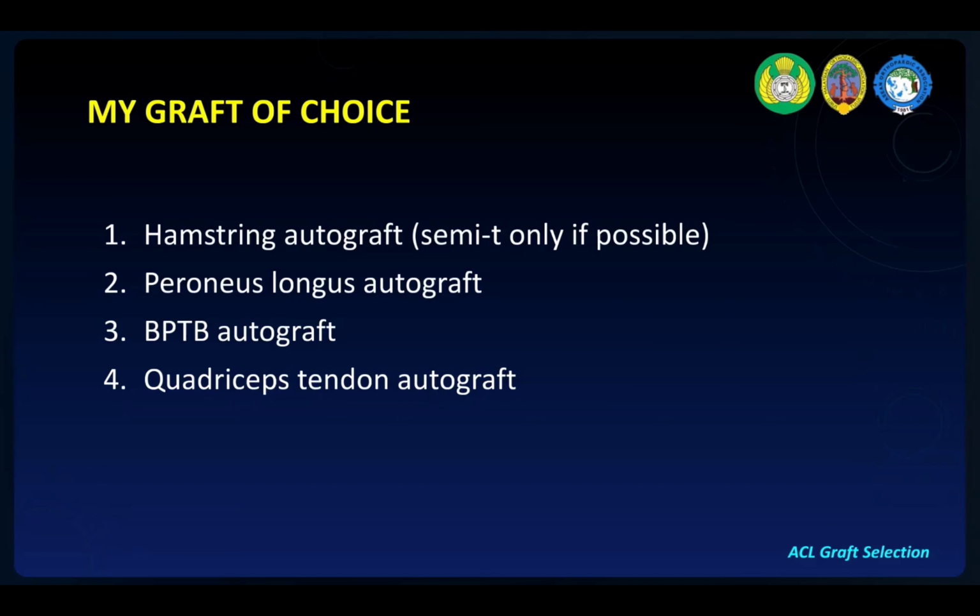So based on the literature and based on what we have discussed in the previous slides, my graft of choice is first hamstring graft, semitendinosus only if possible. The second is peroneus longus autograft. The third is bone-patellar tendon-bone autograft, and the last is quadriceps tendon autograft. We don't have allograft in our country, so we never use it. We also don't have experience with synthetic graft.